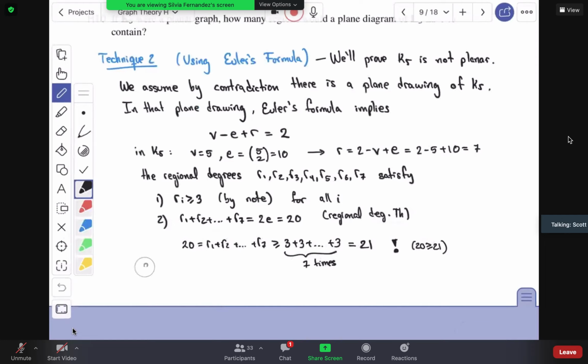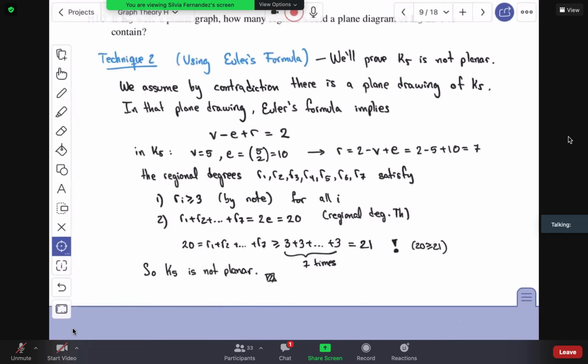So do you always just use those minimum numbers from the note? From the note, you mean? Yeah. So let me go back to that note. So K5 is not planar, and that's it. So if you can't make those minimums add up, there's no combination that's going to work? Yeah, I don't know if I understand your question correctly, but the only way that these can add up to 20 is if some of these numbers are less than 3. They can't be. Yeah, I see it, thank you.